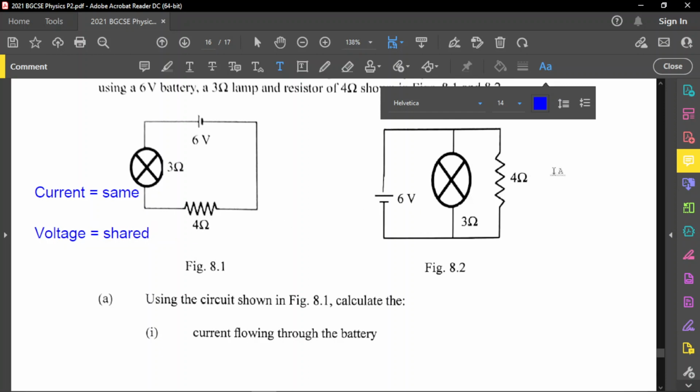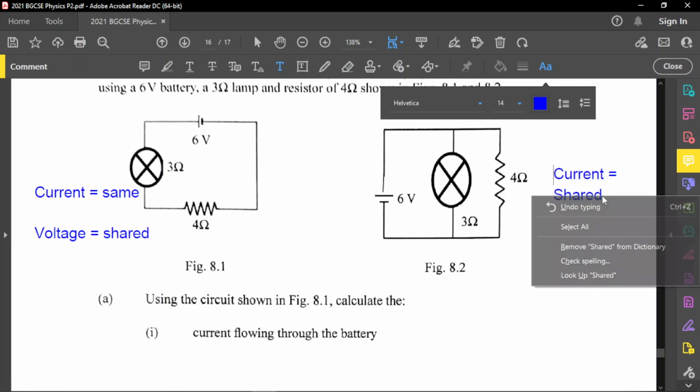Now, the opposite happens in a parallel circuit: the current is shared among the components, and again it's based upon the resistance. So current is shared.